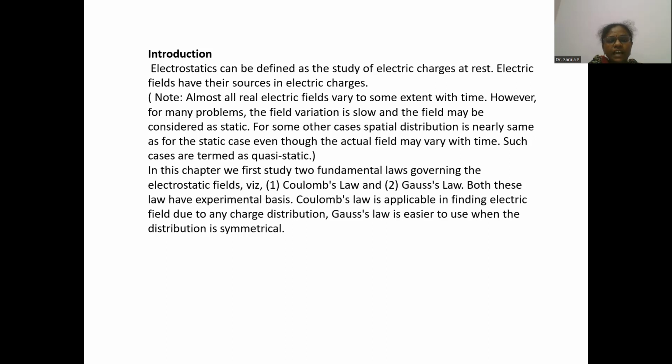Electric fields have their sources in electric charges. The electric charge may be a positive charge or a negative charge. So here we are going to see the two fundamental laws which are governing the electrostatic fields. The two laws are Coulomb's law and Gauss's law.